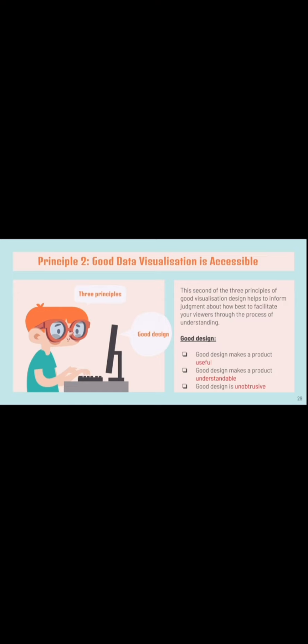The three principles of good design are: good design makes a product useful, good design makes a product understandable, and good design is unobtrusive. There are 6 items to consider when you frame your project content. The first item is subject matter appeal. This is a fundamental function right at the beginning of the consumption experience. This means how the subject matter you choose is immediately appealing.